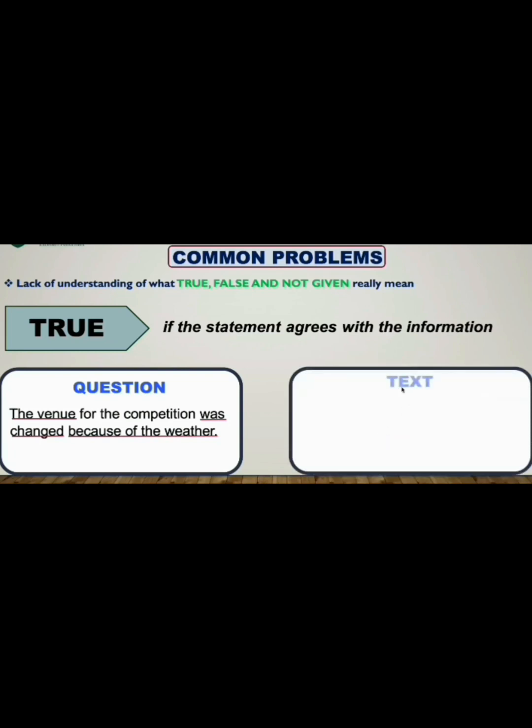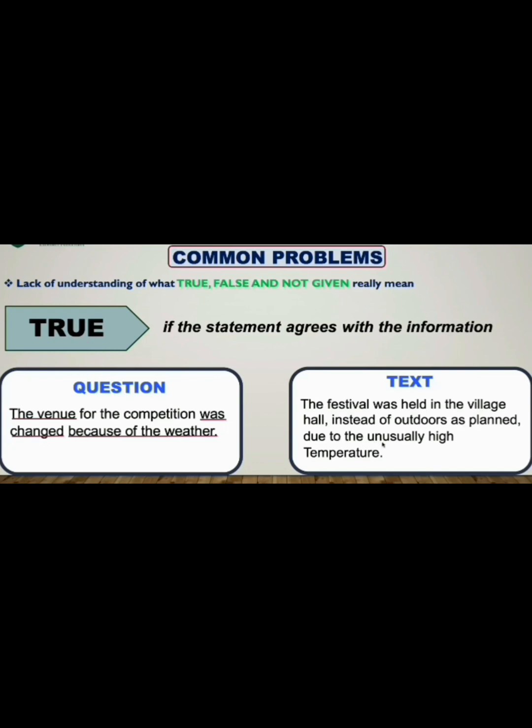So let's take a look at the text. Let's draw out the excerpts here. So it says the festival was held in the village hall instead of outdoors as planned due to the unusually high temperature. Now, if we want to get whether this statement is true according to this information, we have to look at the message. So what's the message here? It says the festival was held in the village hall, okay, instead of outdoors as planned due to the unusually high temperature. And what are the contents here? Instead of outdoors as planned.